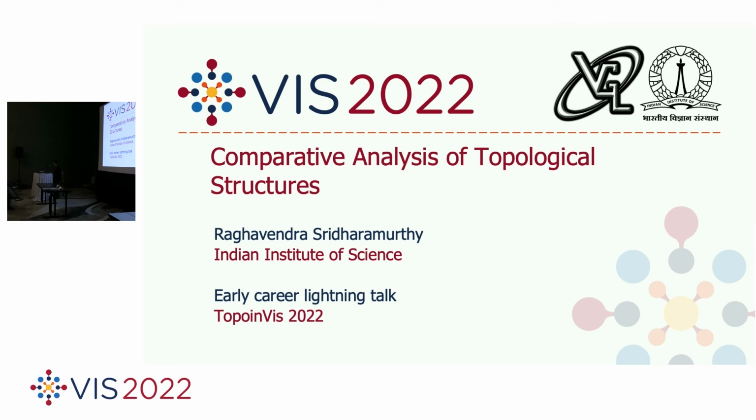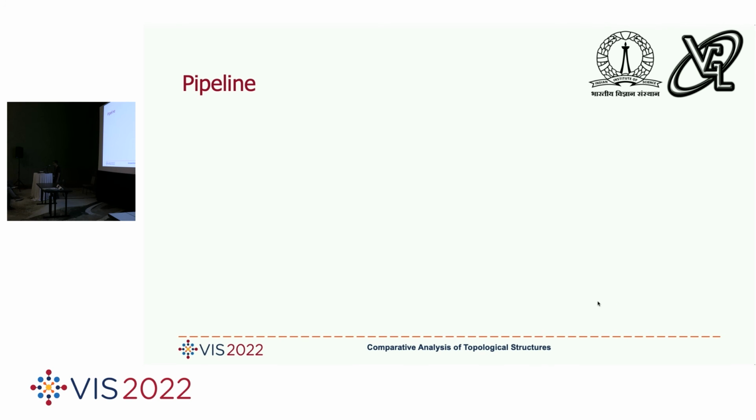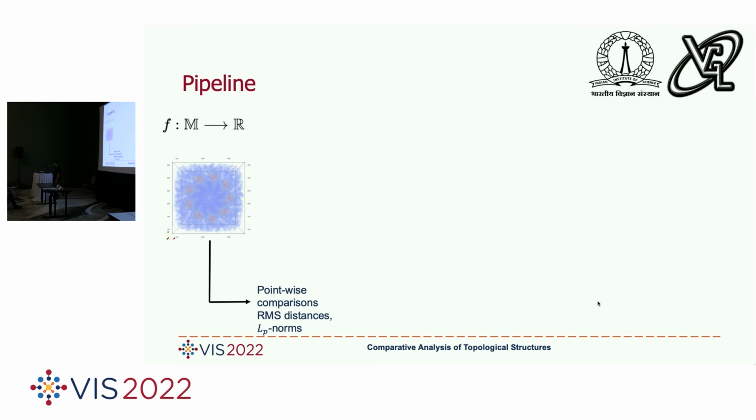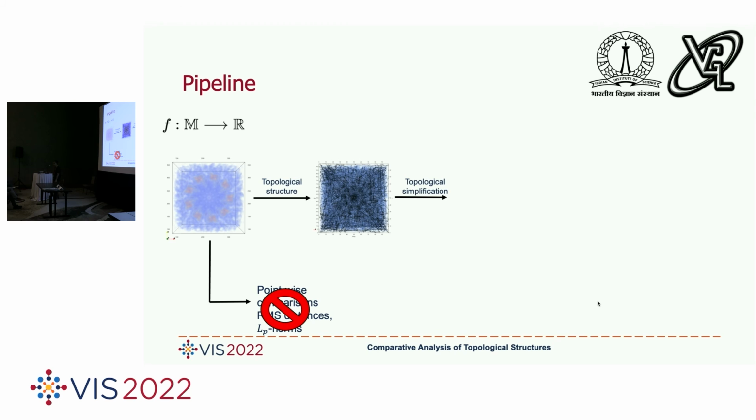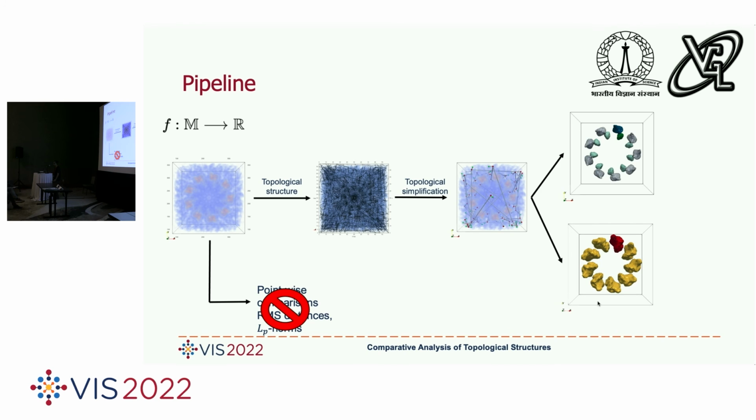Hi everyone, I'm Raghavendra, a PhD student at IISc, and I'll talk about comparative analysis of topological structures. Why compare topological structures? Scalar fields are real-valued functions, like electron density in this example, arising from scientific measurements. Comparing them is a fundamental step in any meaningful analysis, and since point-wise comparisons are prone to instabilities and are not invariant to transformations like rotation, we first build a topological structure, which is a combinatorial abstraction like merge trees or graphs, and we have a proven method to simplify these structures via topological simplification to remove noise. Once we have simplified structures, we can compare them and gain useful insights about the data.